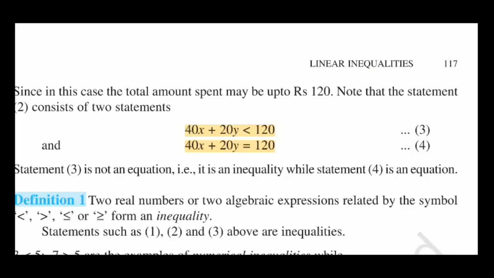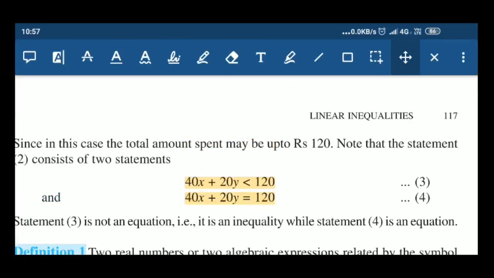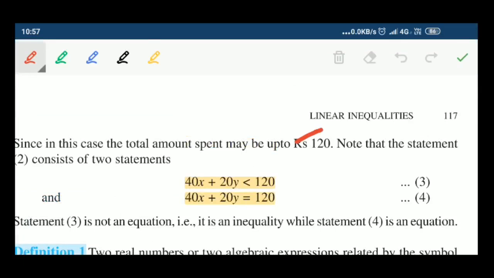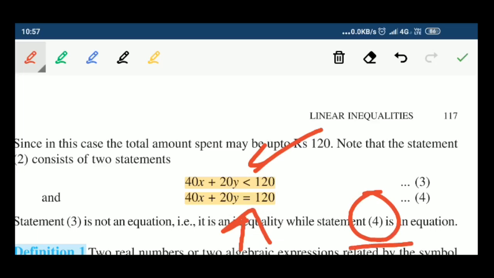Students, you can see statements 3 and 4. See the difference. Statement 3 is not an equation. It is an inequality, while statement 4 is an equation. Due to the presence of this sign of less than or equal to, it is in the form of an inequality. And in statement 4, we are using the sign of equals to, that's why it is an equation. So this is the difference between inequalities and equations.